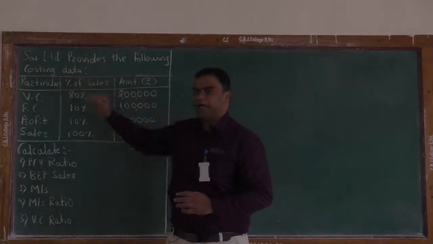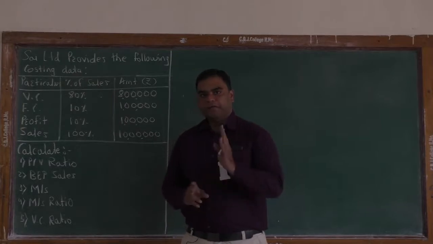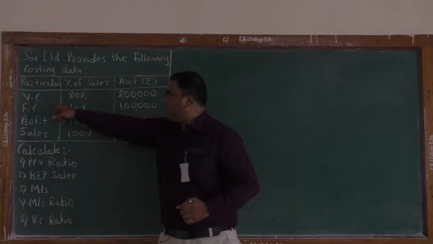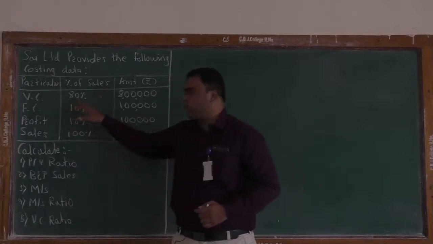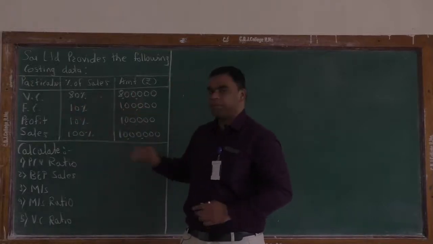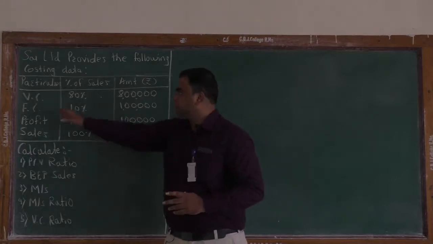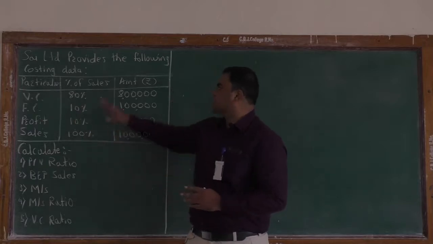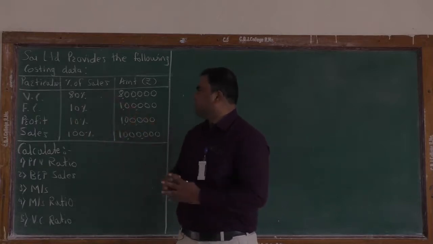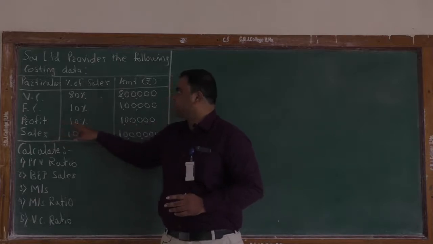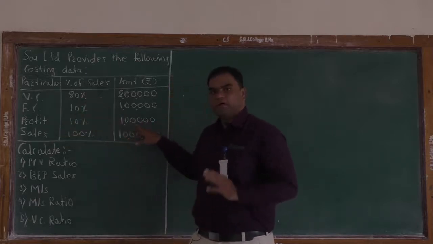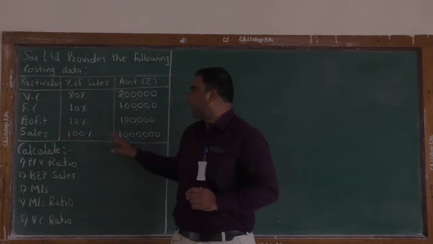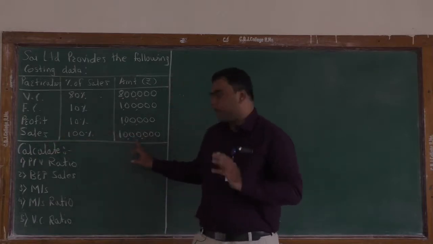The costing data of Sai Limited is given in this table. The variable cost, which is 80% of sales, amounts to rupees 8 lakh. Then the fixed cost, which is 10% of sales, amounts to rupees 1 lakh. Then profit, which is 10% of sales, amounts to rupees 1 lakh. And sales, which is 100%, amounts to rupees 10 lakh.